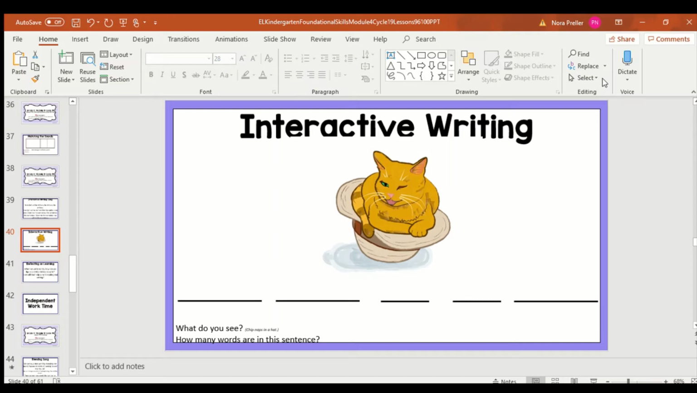Can you say that with me 5 times? Chip naps in a hat. Chip naps in a hat. Chip naps in a hat. Good job, boys and girls.